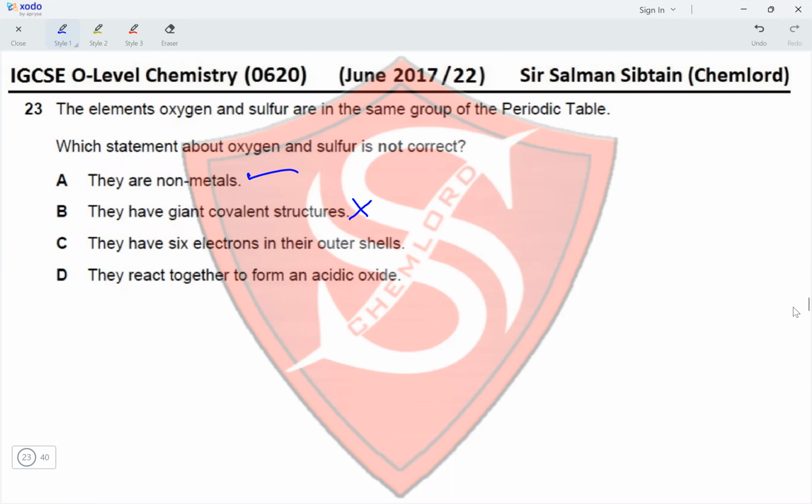They have 6 electrons in their outer shell. Both of them belong to group 6. So we'll have 6 electrons in their outer shell. They react together to form an acidic oxide. Sulfur plus oxygen gives SO2. SO2 is an acidic gas. So this statement is also correct. Therefore, the correct option for this question is option B.